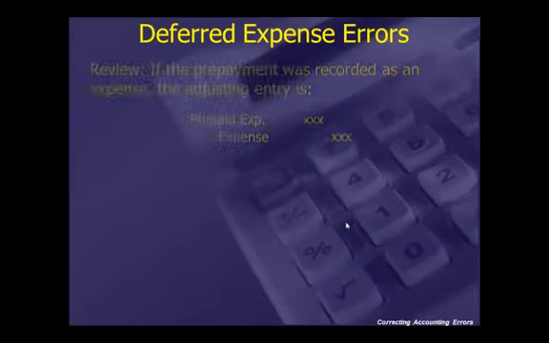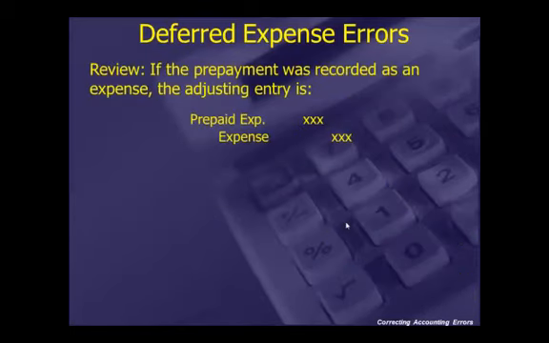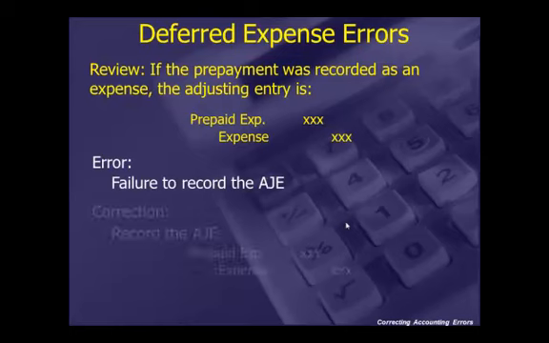should be. Now, let's go back through the same scenario, this time if the prepayment was recorded as an expense. So the adjusting entry would be to debit prepaid expense for the unused amount that we'll carry forward, and we'll take it out of expense. Failure to record the adjusting journal entry is to simply record it as a debit to prepaid expense and a credit to expense.